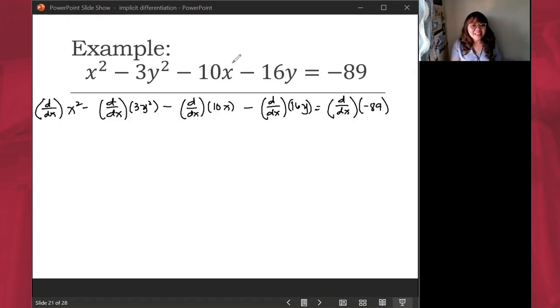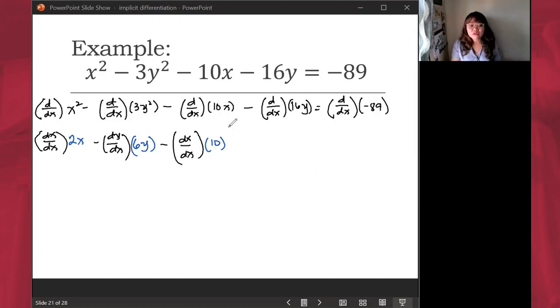Alright, so let's get the derivative per term. The derivative of x squared is going to be 2x, and this on the numerator will be dx over dx. Next, 3y squared will be 6y multiplied to dy over dx. Next, the derivative of 10x, x will just be dropped to 1. So 10 times 1 is just 10 dx over dx because you took the derivative of an x variable.